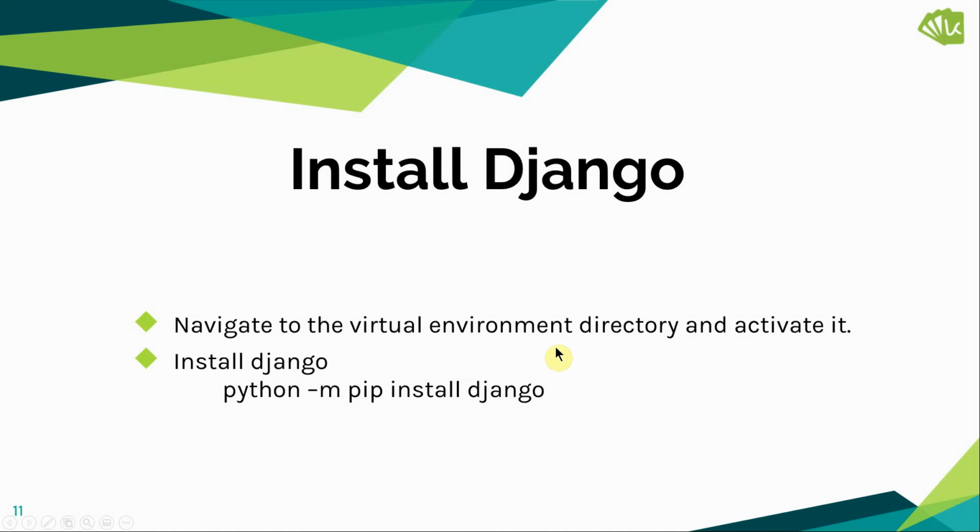Now let's see how we can install Django. So the first thing is that we navigate to the virtual environment directory and activate it. Once the environment is activated, we issue the command python -m pip install Django. It's a straightforward command. There is no extra thing required here. An internet connection is required because it will download all the libraries from the internet and then install them in the virtual environment.